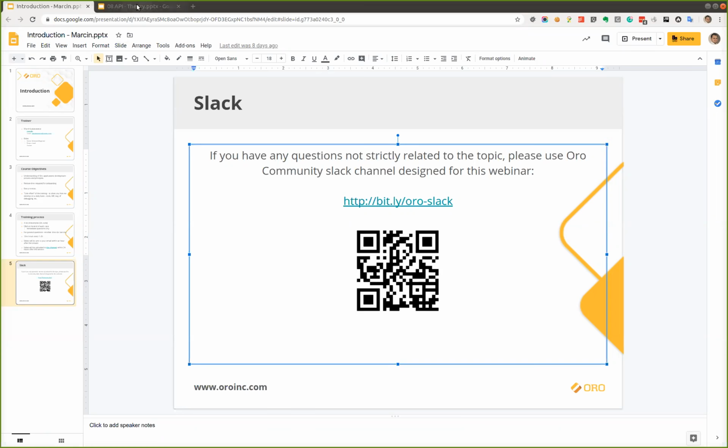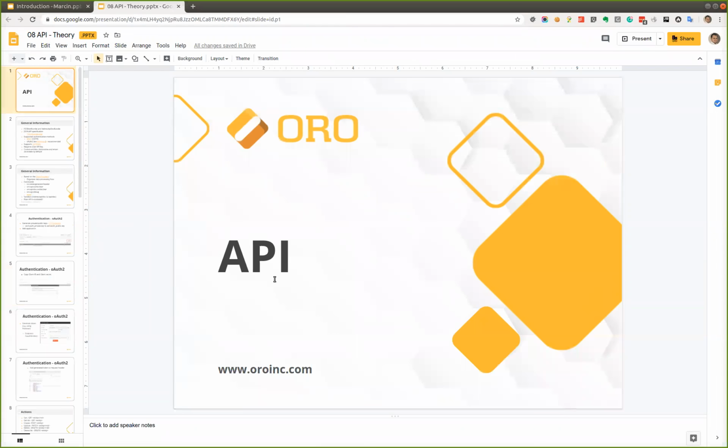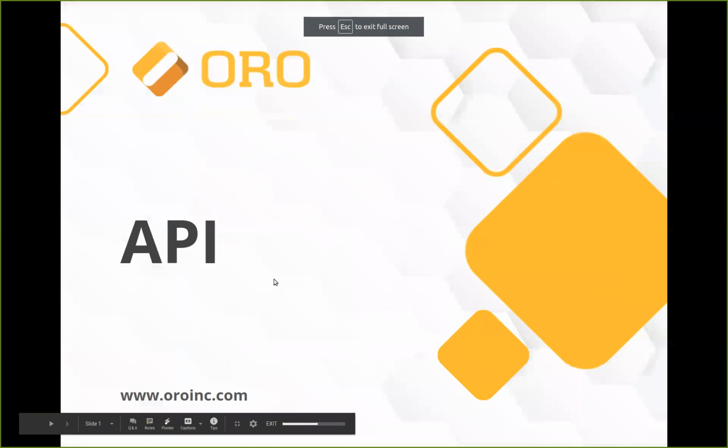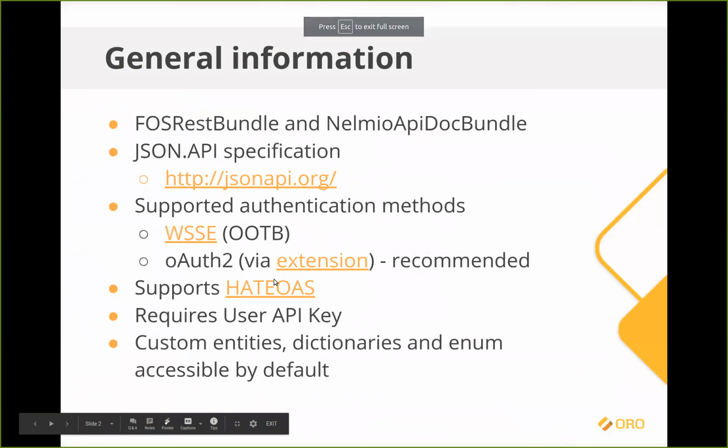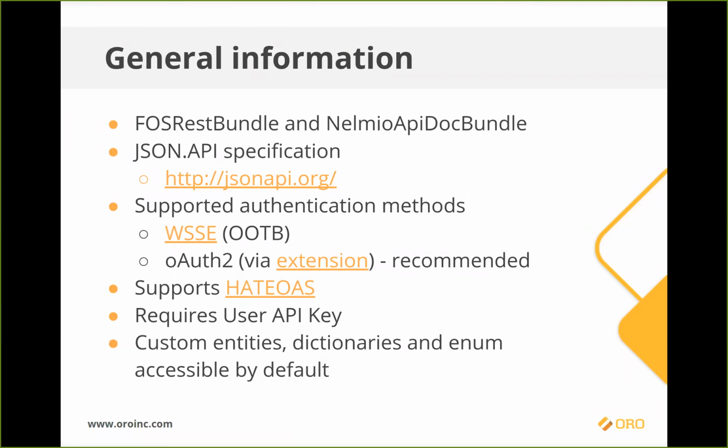Okay, so let's start from the API. We are using the FOSRestBundle and the NelmioApiDocBundle. They are very nice and we use them, for example, in our sandbox. We are following the JSON:API specification.